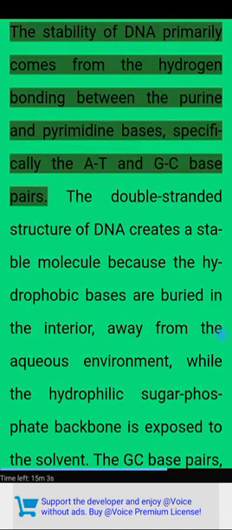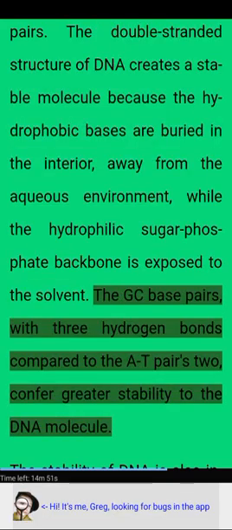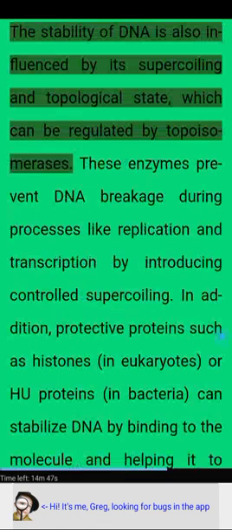DNA stability. The stability of DNA primarily comes from the hydrogen bonding between the purine and pyrimidine bases, specifically the AT and GC base pairs. The double-stranded structure of DNA creates a stable molecule because the hydrophobic bases are buried in the interior, away from the aqueous environment, while the hydrophilic sugar phosphate backbone is exposed to the solvent. The GC base pairs, with 3 hydrogen bonds compared to the AT pairs' 2, confer greater stability to the DNA molecule.